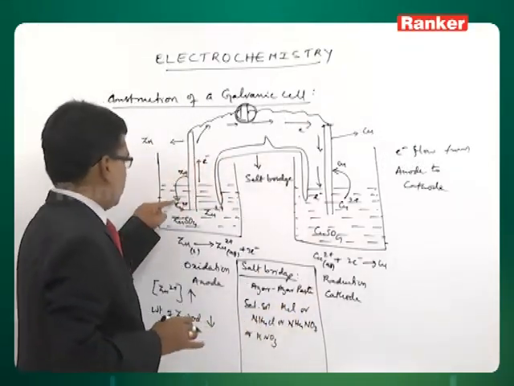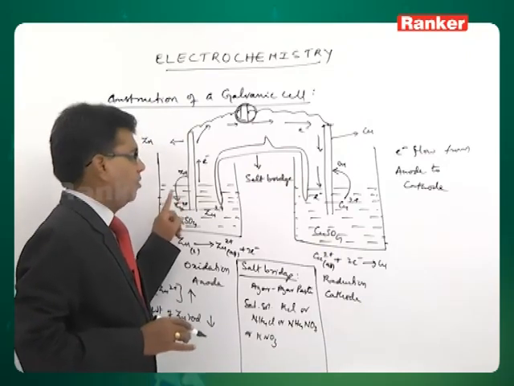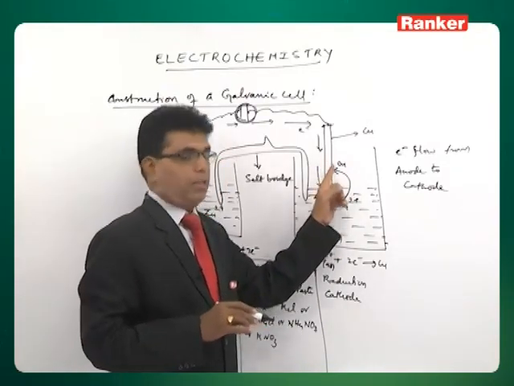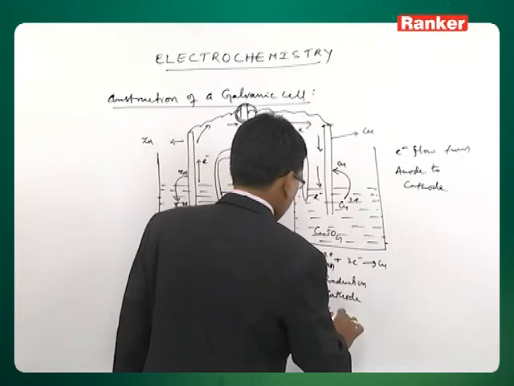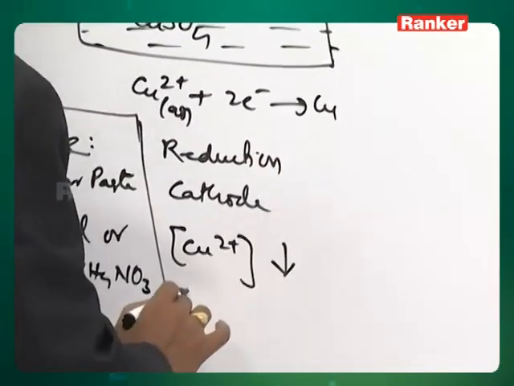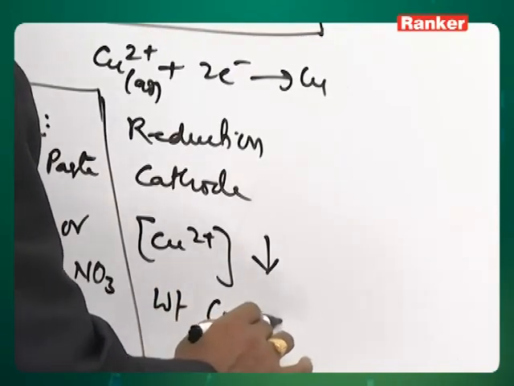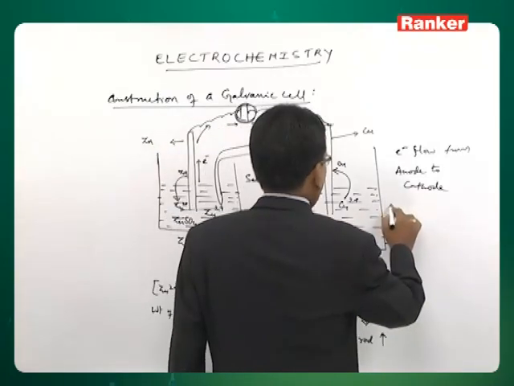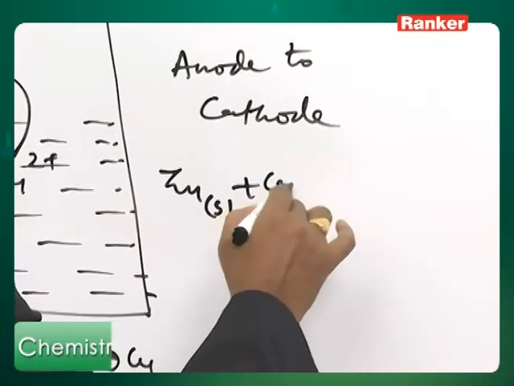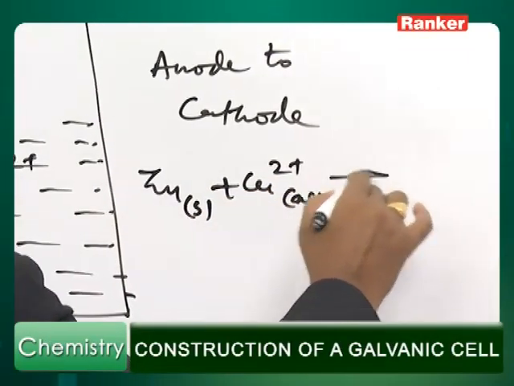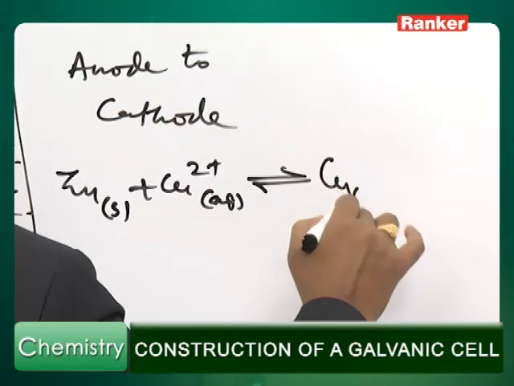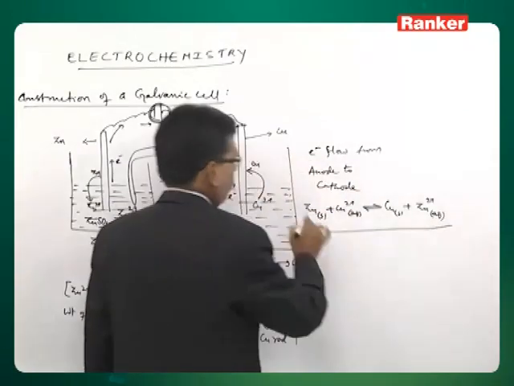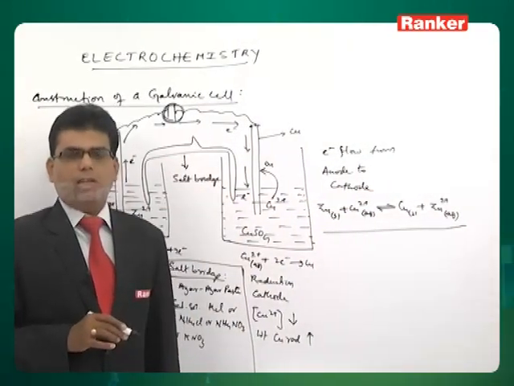Here zinc is getting oxidized and dissolved in the solution as zinc ions. So, zinc ion concentration is increasing. Here cupric ions from the solution are getting deposited as copper on the metal rod. So, here what happens? Cu2+ ion concentration in the solution decreases, weight of copper rod increases, and so the overall reaction is Zn plus Cu2+ to Cu plus Zn2+.